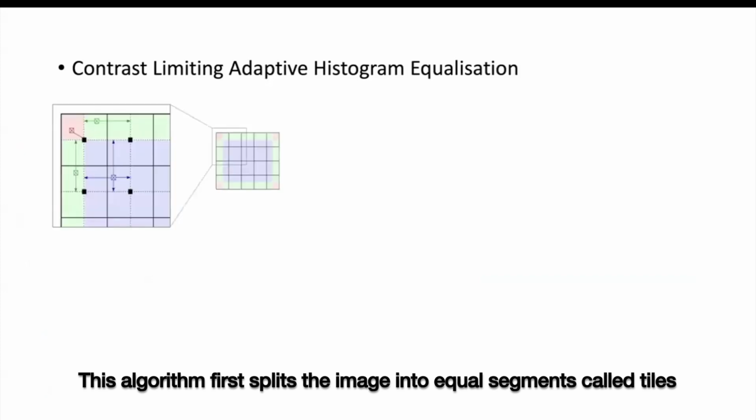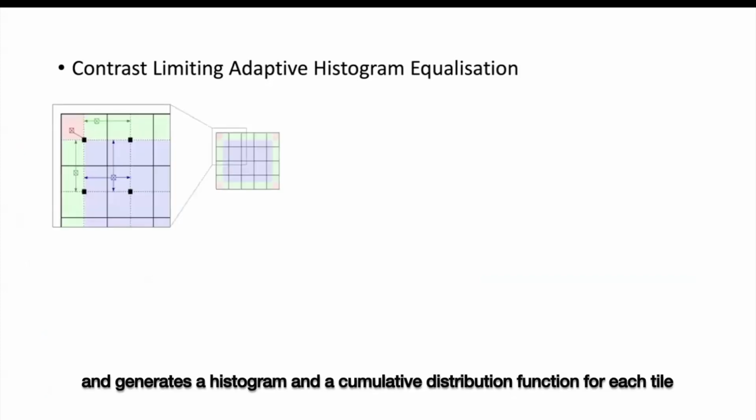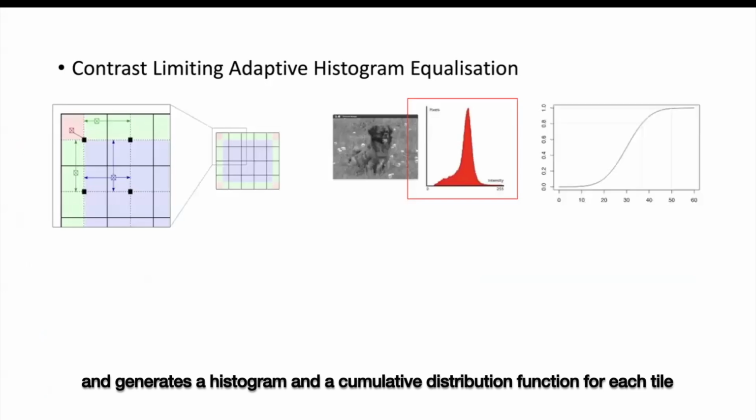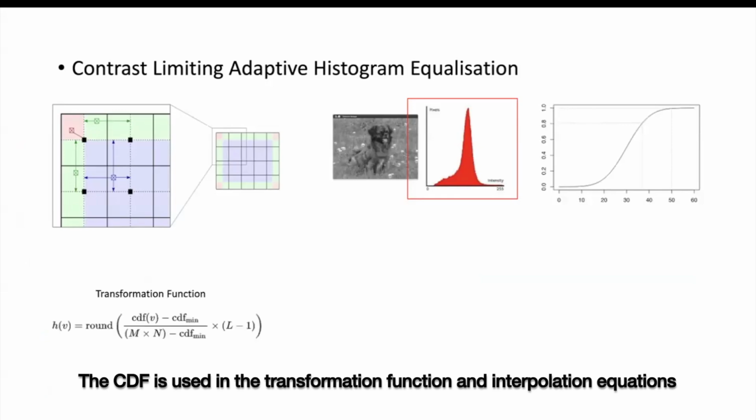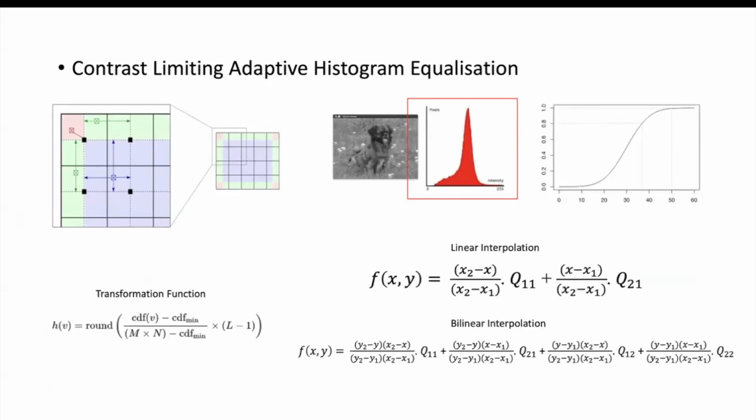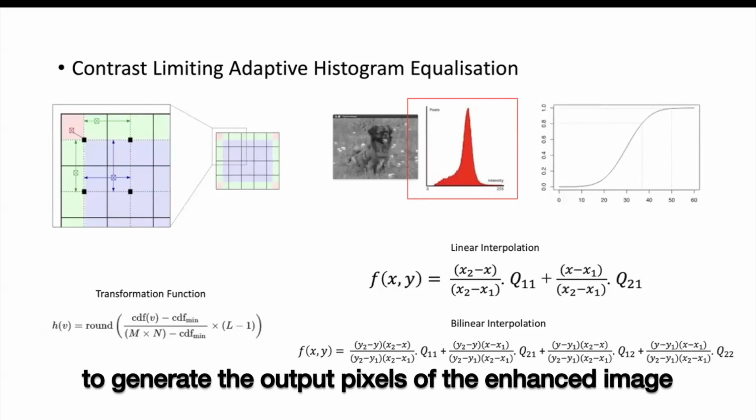This algorithm first splits the image into equal segments called tiles and generates a histogram and a cumulative distribution function, or CDF, for each tile. The CDF is used in the transformation function and interpolation equations to generate the output pixels of the enhanced image.